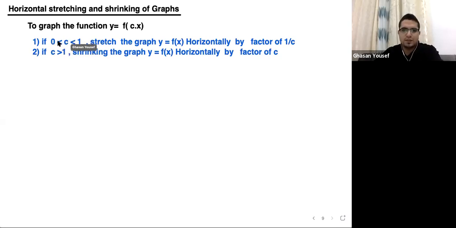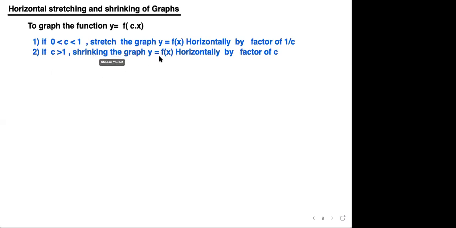If c is between 0 and 1, like small, 1 over 4, 1 over 5, 1 over 6, we have to do stretching for the function f of x to graph this function. And the stretching is horizontally. But if c is greater than 1, like 2, 3, 4, 5, we have to do shrinking horizontally. Yes, go ahead.